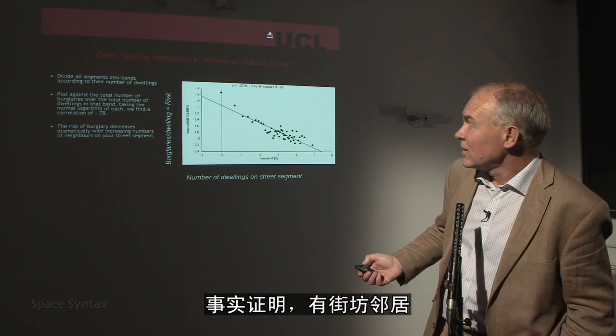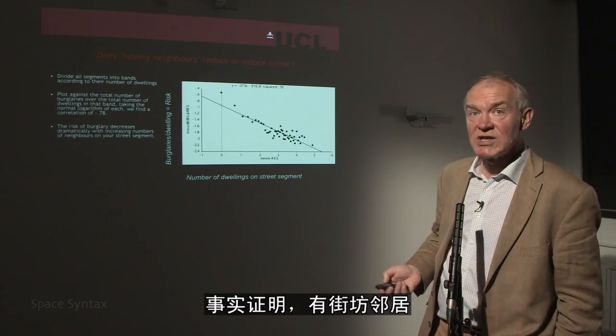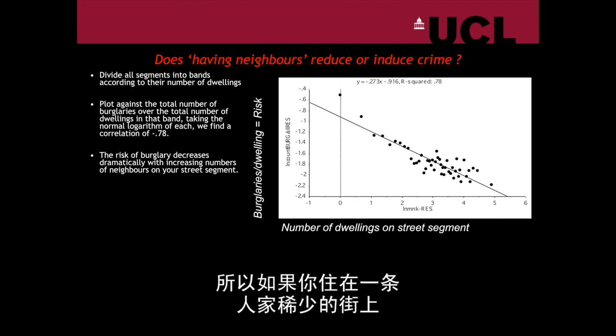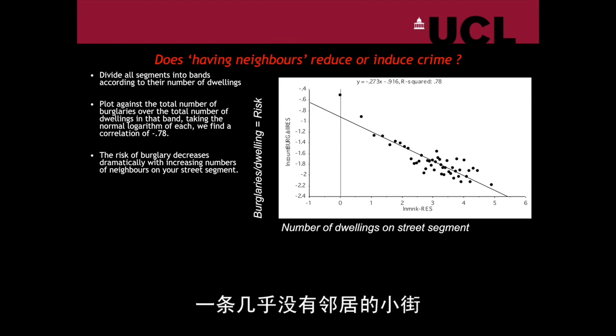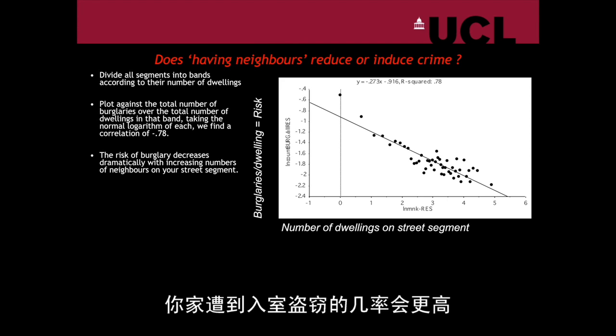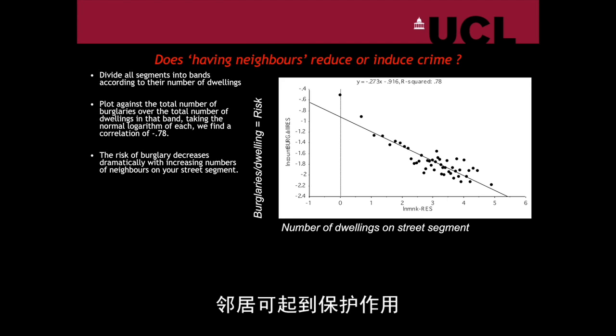It turns out that having neighbours in your street protects you from being burgled, for instance. So if you're on a small street segment with few neighbours, you're much more likely to be the victim of burglary than if you're on a street which is relatively long with large numbers of neighbours. Neighbours protect you.